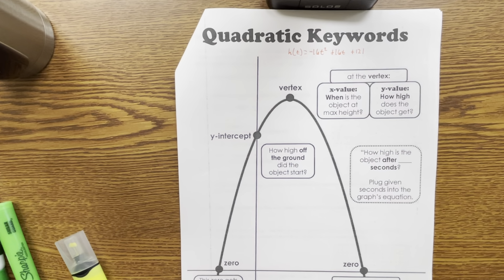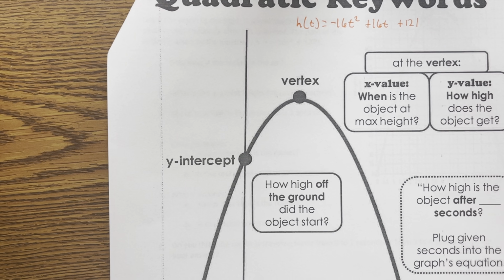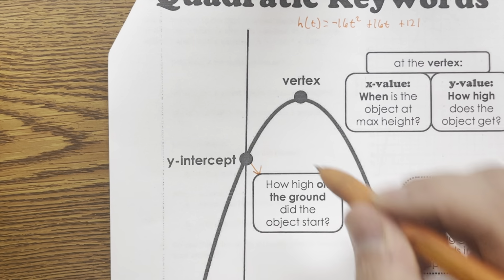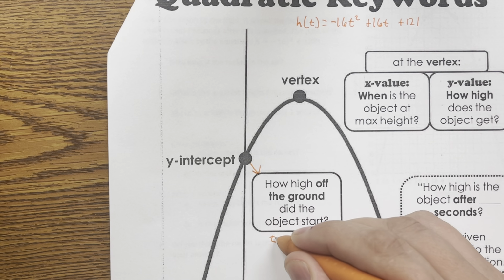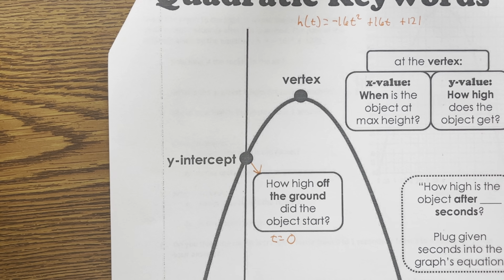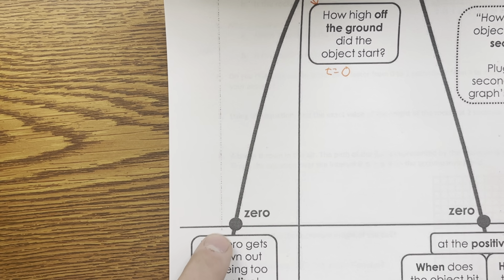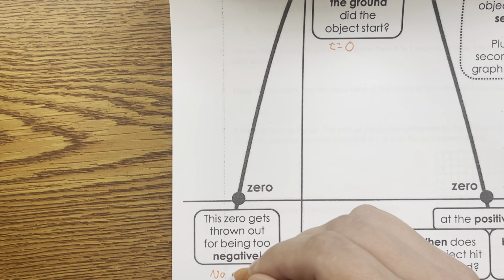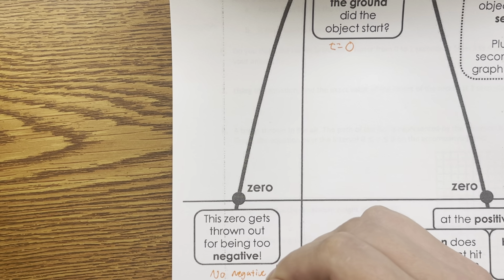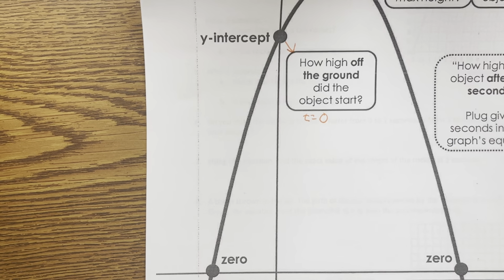So, a couple key details that we have. The y-intercept. When I have the y-intercept, that is when the time is at 0. So this y-intercept is how far or how high off the ground did the object start at. And the reason why that's the case is because t is equal to 0. We cannot have negative time. So this 0 over here on the left, if we end up having one of these, this one's going to get thrown out. It's extraneous because I cannot have negative time. Time can only be positive. So this 0, if it's negative, will not be a solution.